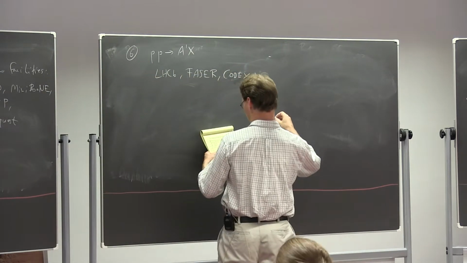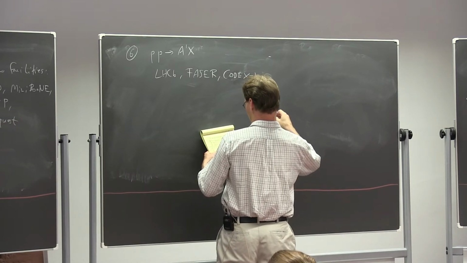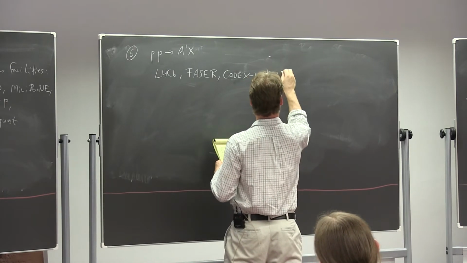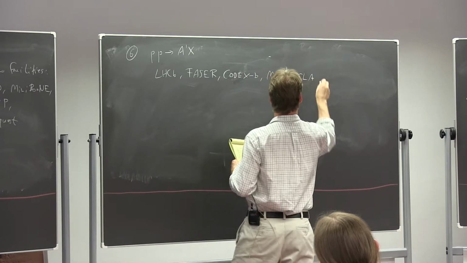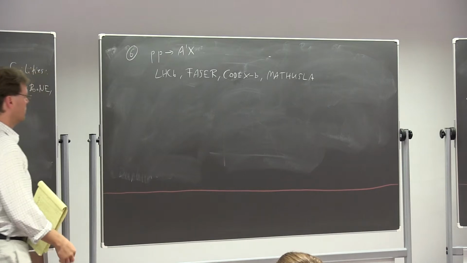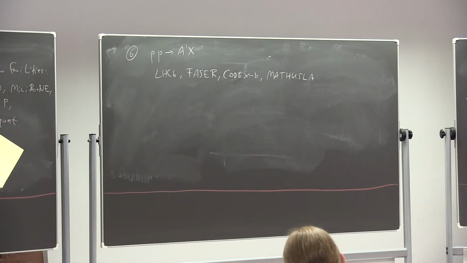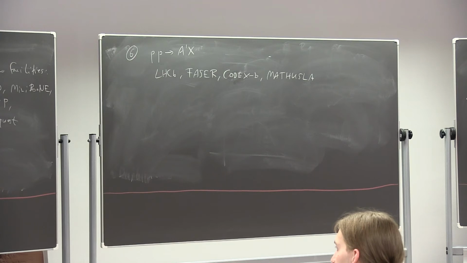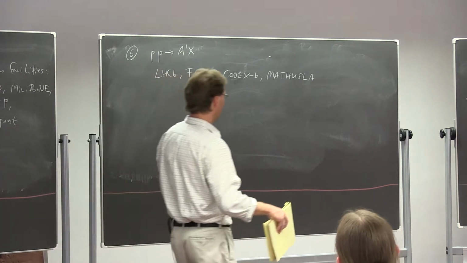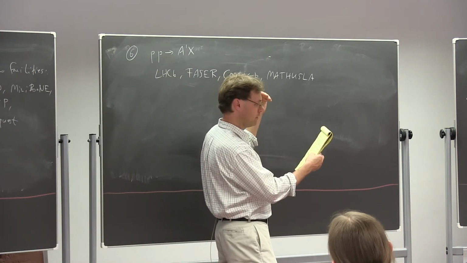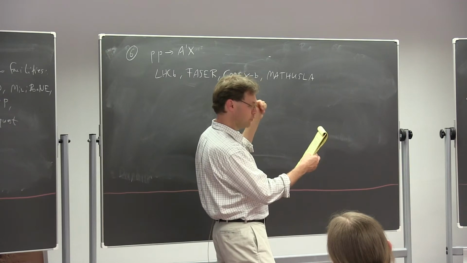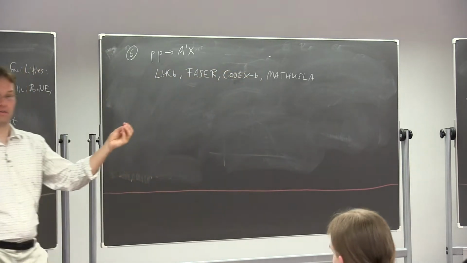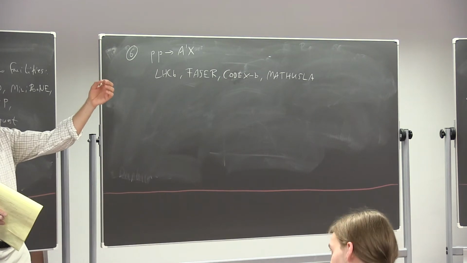And there's experiments like, in principle, also MATHUSLA, which can look for dark photons and other things. It's a proposed detector on the surface of the LHC, 100 meters above the LHC tunnel. So the LHC tunnel is 100 meters underground. On the surface, people are imagining putting a detector called MATHUSLA, which stands for Massive Timing Hodoscope for Ultra-Stable Neutral Particles, where you would look for very long-lived particles that get produced at the LHC and then make it out all the way to the surface.